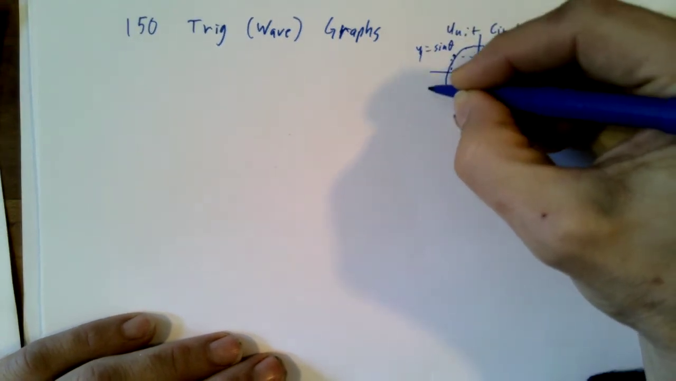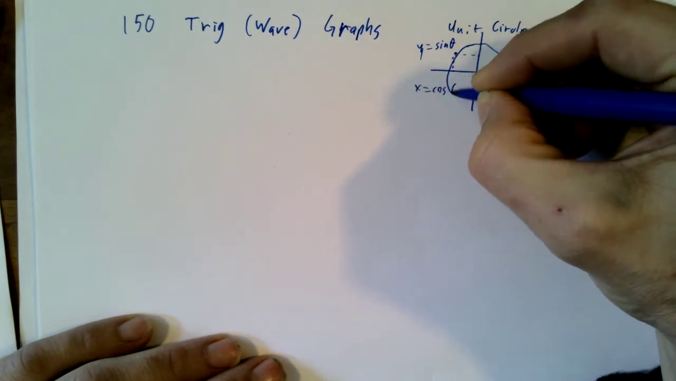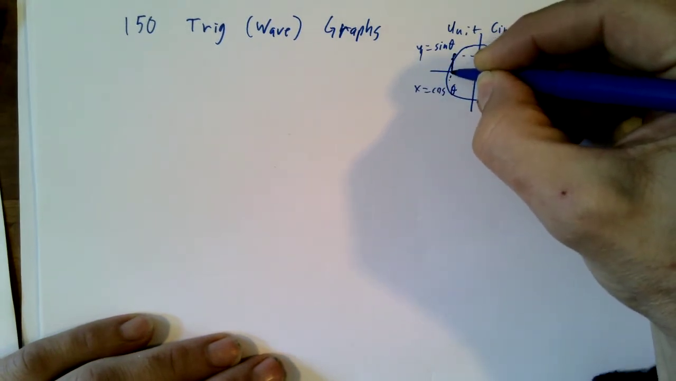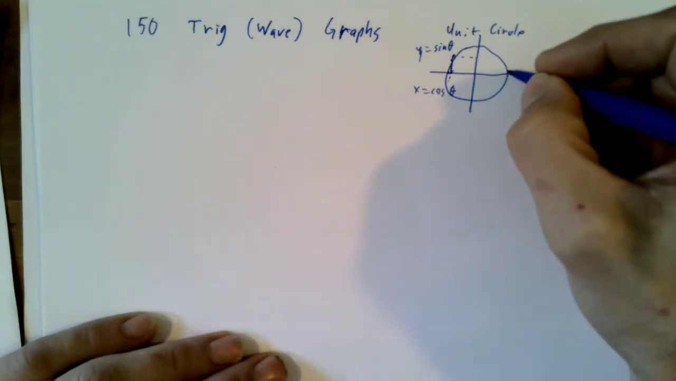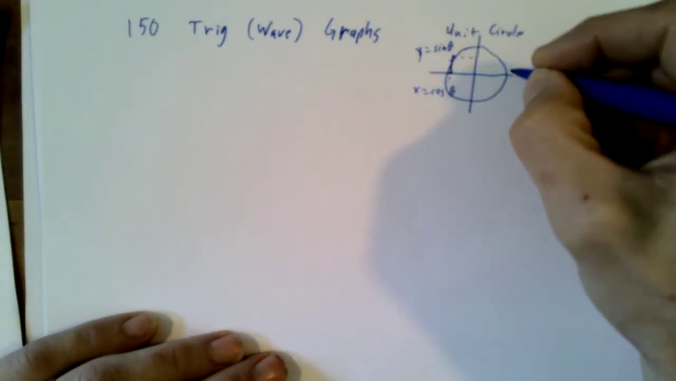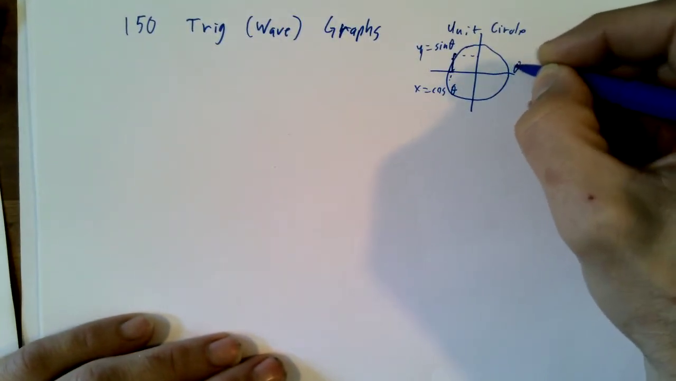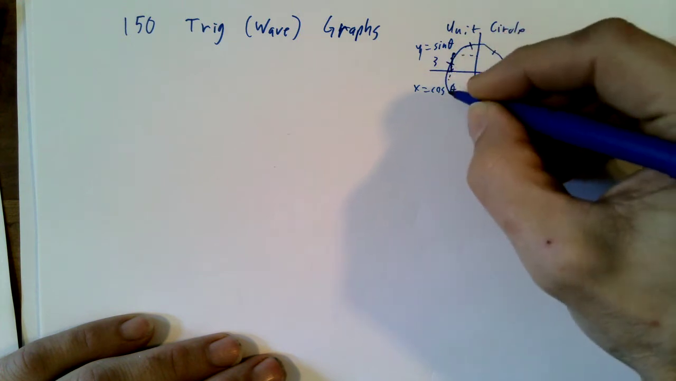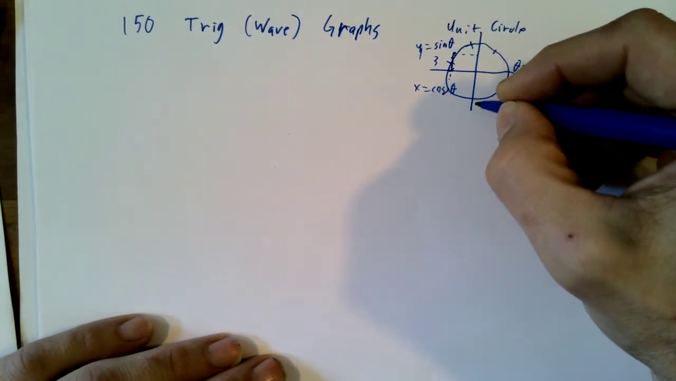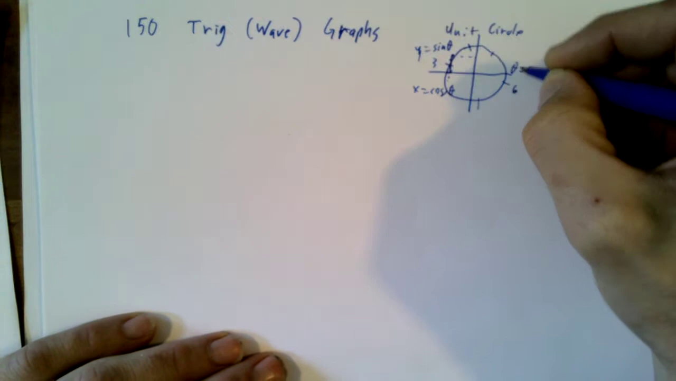That's here. And the x value is the cosine of theta. That's right here. And theta is going from 0 to 2 pi. So theta starts at 0, 1, 2, 3, pi, 4, 5, 6, 2 pi.